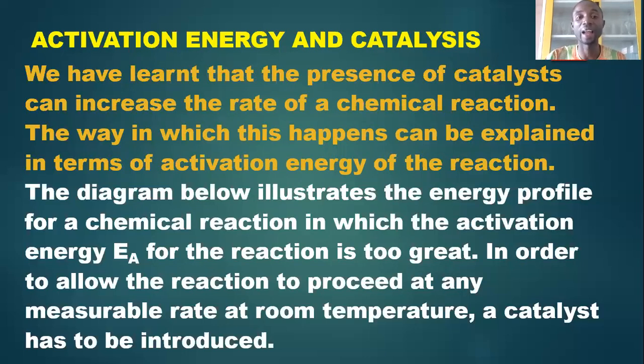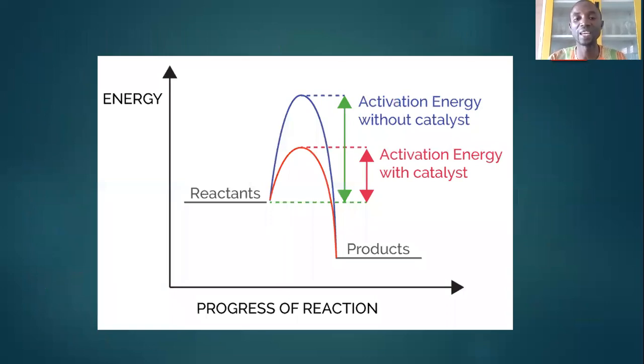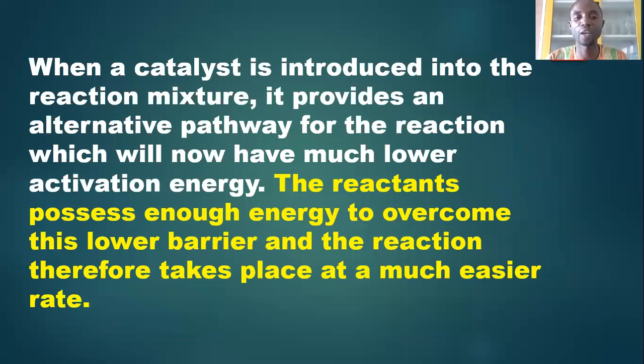Look at the activation energy without a catalyst, where it is. When a catalyst is applied, it will lower it, and it comes down and the reaction can easily take place. It speeds up the rate of chemical reaction. How? By lowering the activation energy. When that happens, the reaction will form easily. As I said before, the catalyst provides an alternative pathway for the reaction, which has a lower activation energy. The reactant possesses enough energy to overcome this lower barrier, and the reaction therefore takes place at a much easier rate.